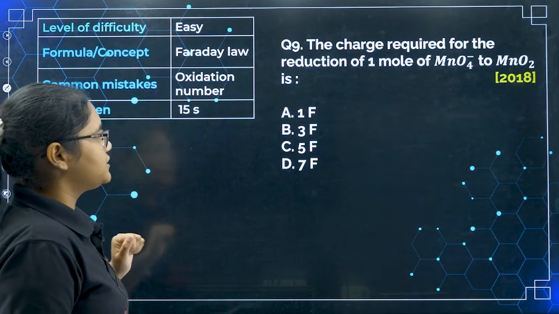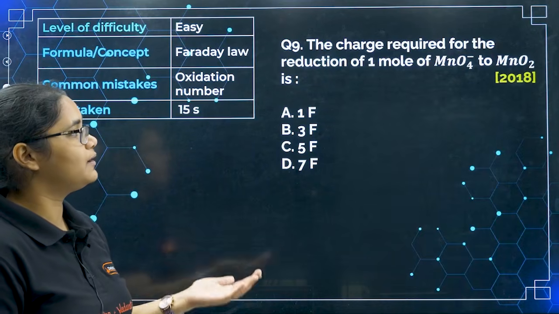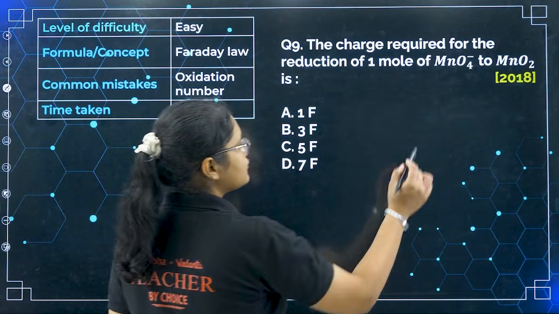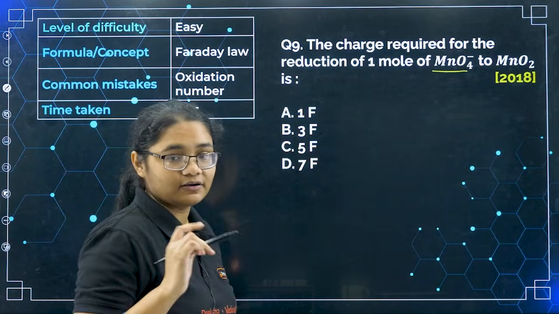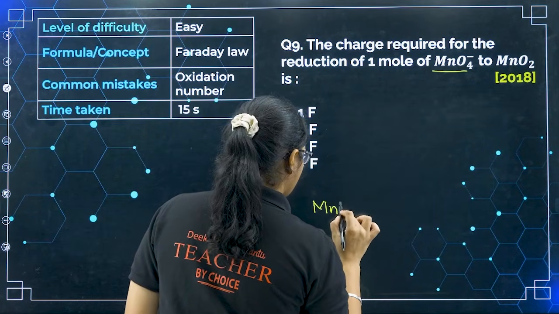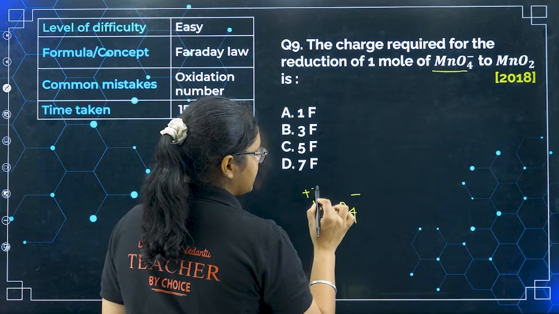Moving to the next question here, the charge required for the reduction of 1 mole of MnO4 minus to MnO2 is. This is also from Faraday's law. Just need to calculate the oxidation state till here. So MnO4 minus, what is the oxidation state? If you see here, the oxidation state is +7.